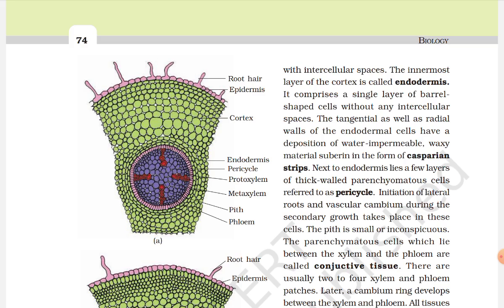The tangential as well as radial walls of the endodermal cells have a deposition of water impermeable waxy material suberin in the form of Casparian strips. Next to endodermis lies a few layers of thick walled parenchymatous cells referred to as pericycle. Initiation of lateral roots and vascular cambium during the secondary growth take place in these cells.